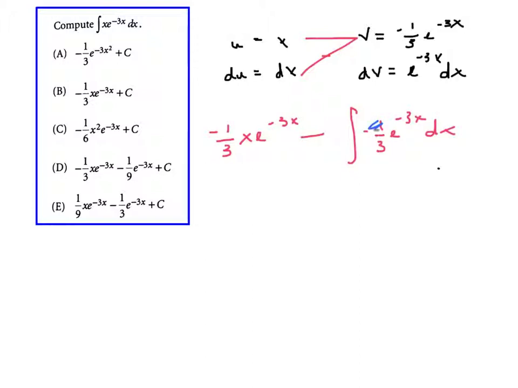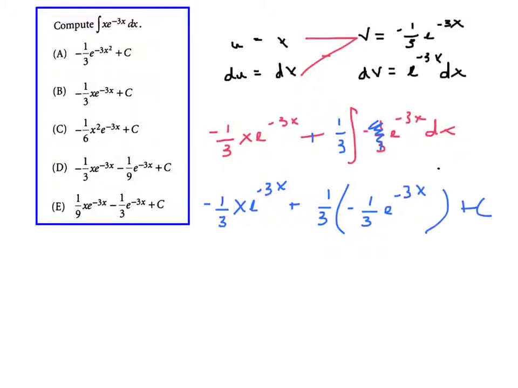Well, we could bring that negative 1/3 out front, do that, and actually, the antiderivative of e to the negative 3x is substitution. You know, we can do that. So negative 1/3 x e to the negative 3x stays the same, plus 1/3 multiplied by the antiderivative, which would be negative 1/3 e to the negative 3x, plus c. So of course, multiplying this in, 1/3 times negative 1/3 would be 1/9. So the answer is going to be D.